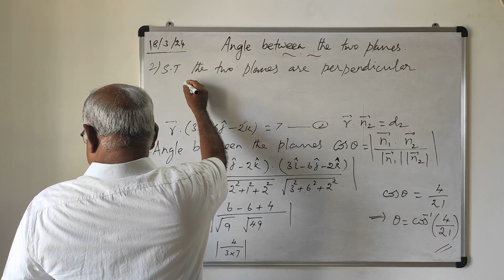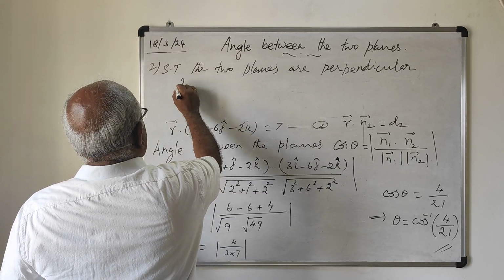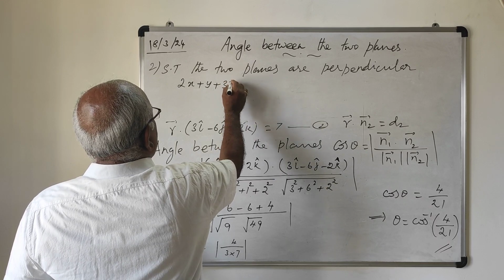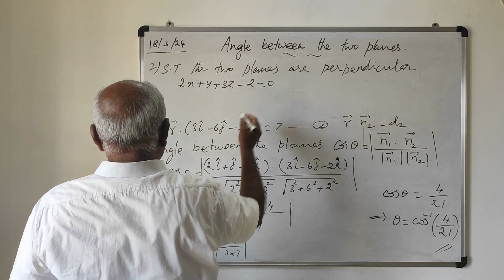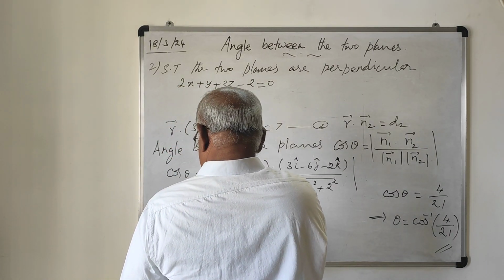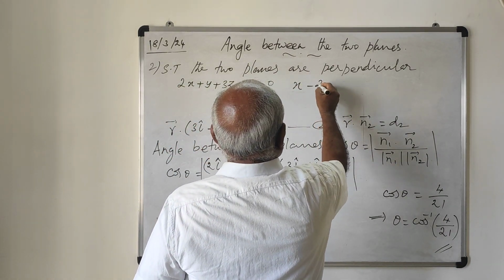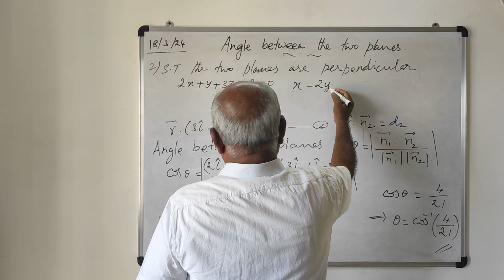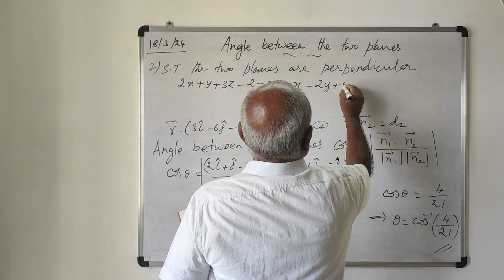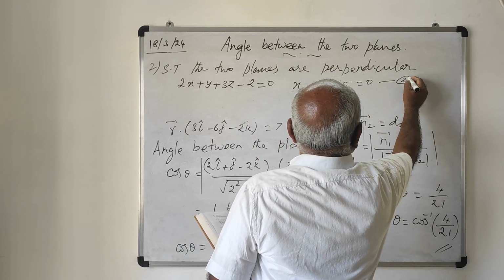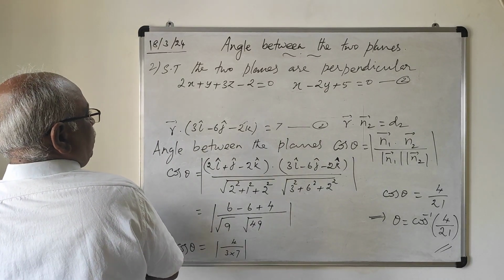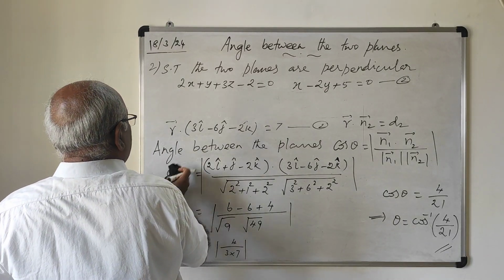The first plane is 2x plus y plus 3z minus 2 equal to 0. Another plane is x minus 2y plus 5 equal to 0. This is plane 2. We have to prove that these two planes are perpendicular.